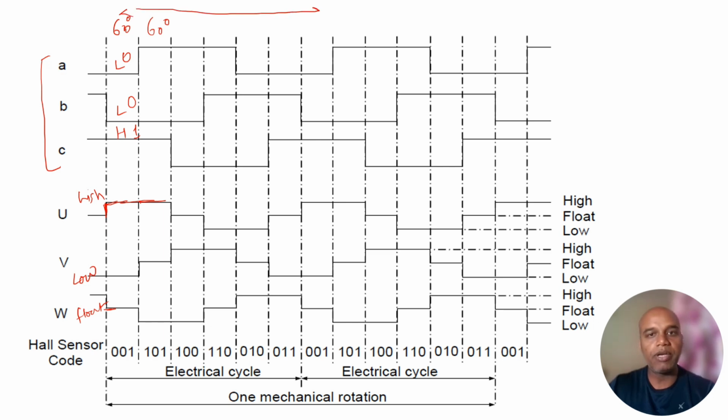So a complete 360-degree rotation is shown over here, and accordingly how the UVW windings are energized over the stator of the BLDC motor is shown, along with the output of my Hall sensors. So this is shown for one 360-degree rotation of my rotor, or one electrical cycle.